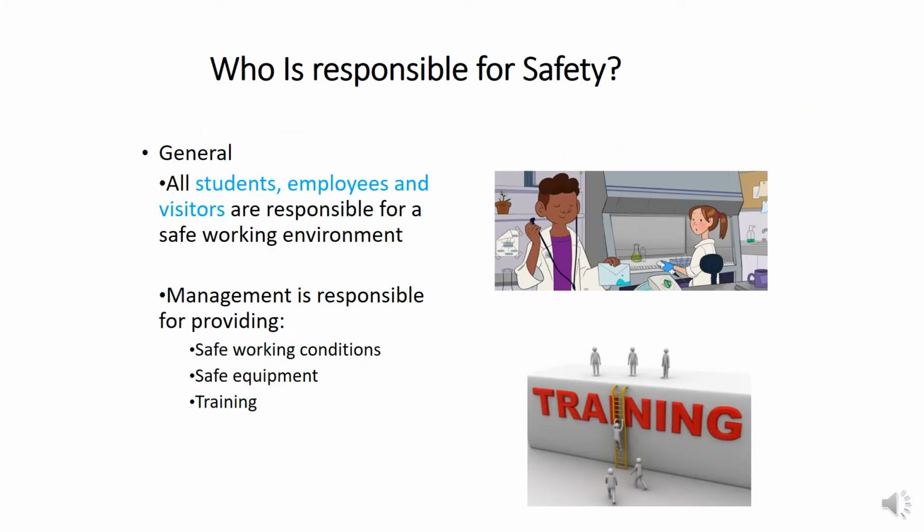So in the last slide, we also mentioned who is responsible for safety in general: all students. Everybody, every student, every employee, visitors, cleaners. Everybody who is working is responsible for safety. And of course, management, the SQU, the RMO, are responsible for providing safe working conditions, safe equipment, as well as training.